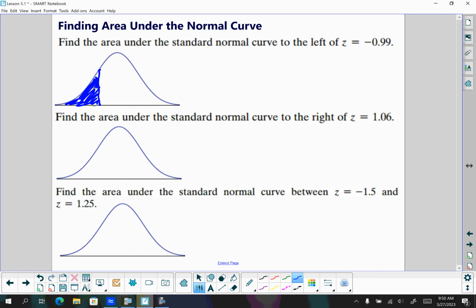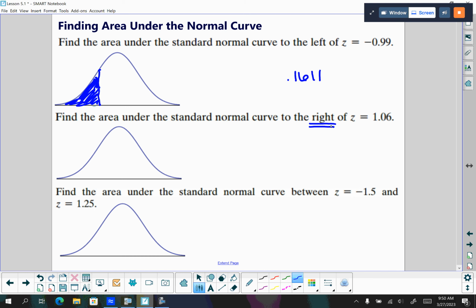And now I'm just going to find it on my chart, negative 0.99. Let's see. 0.1611. That's it. Okay. All right. The next one's a little bit different.